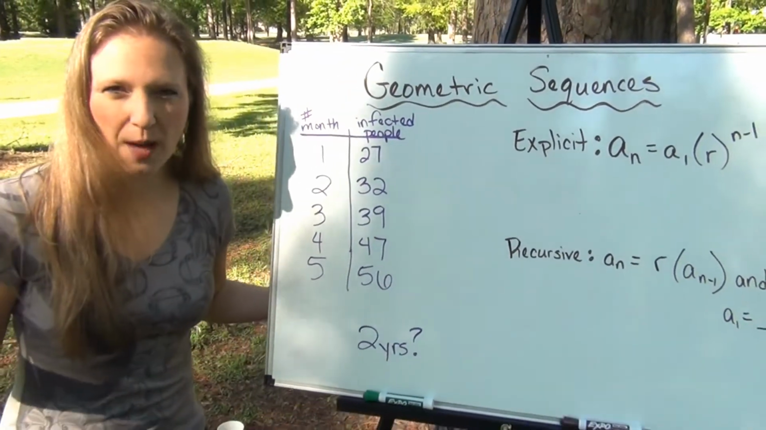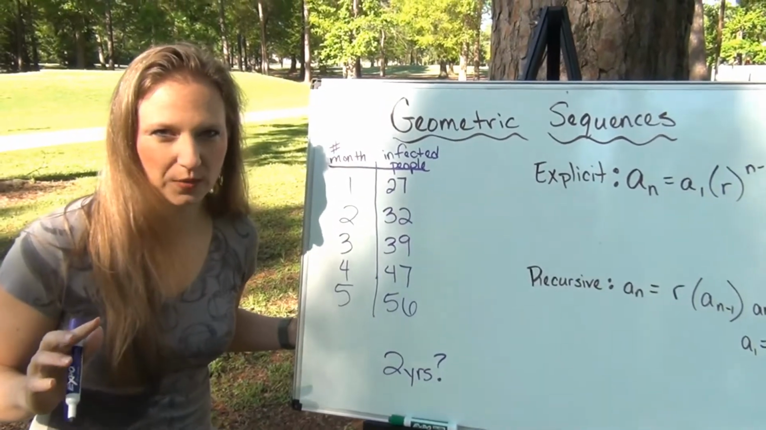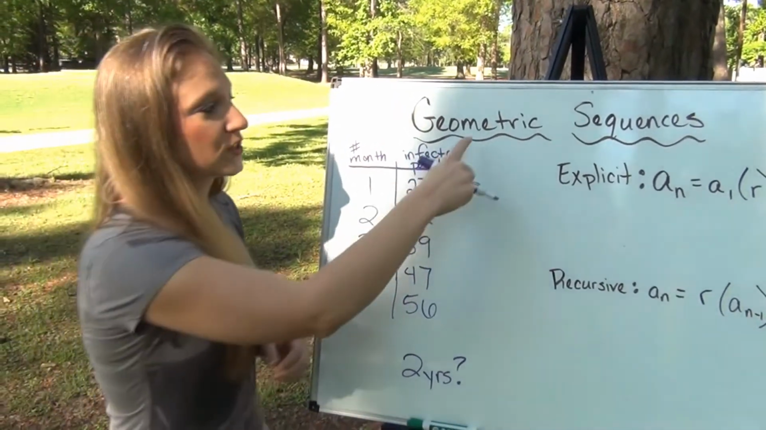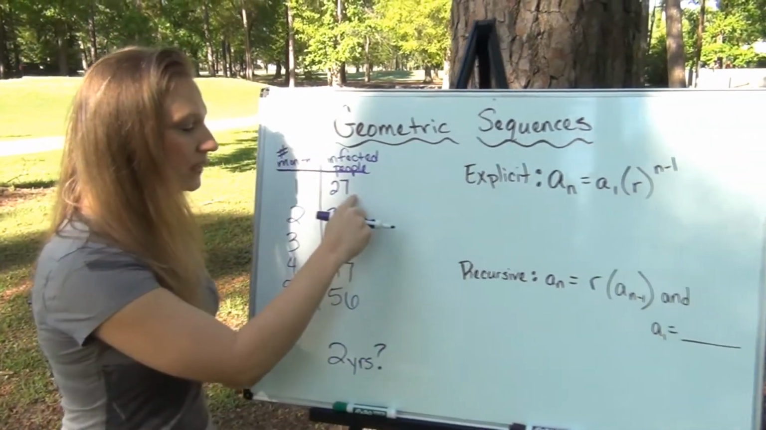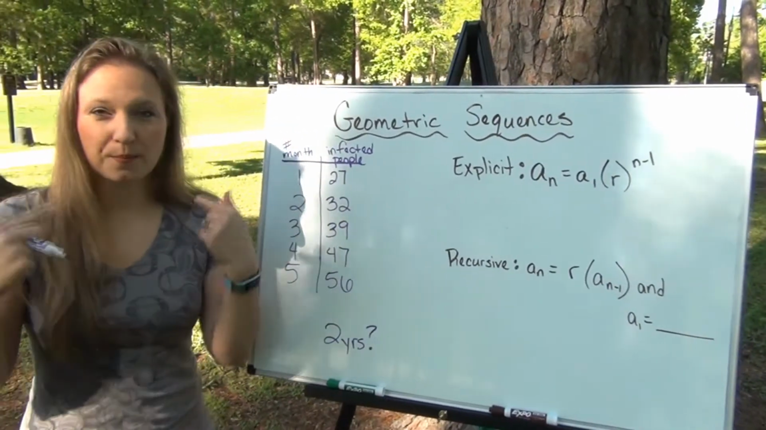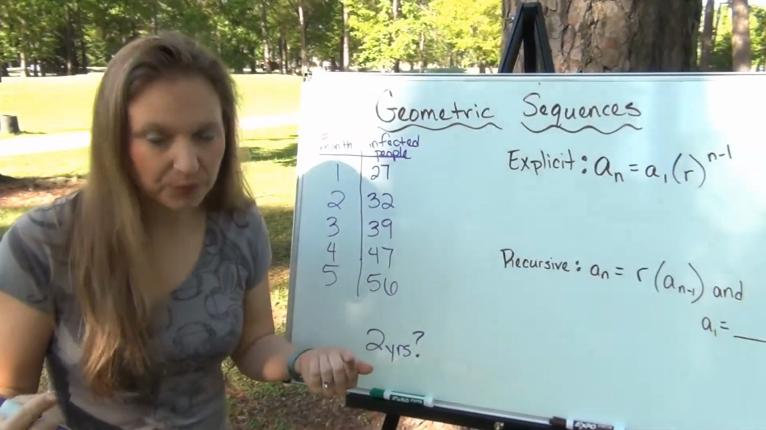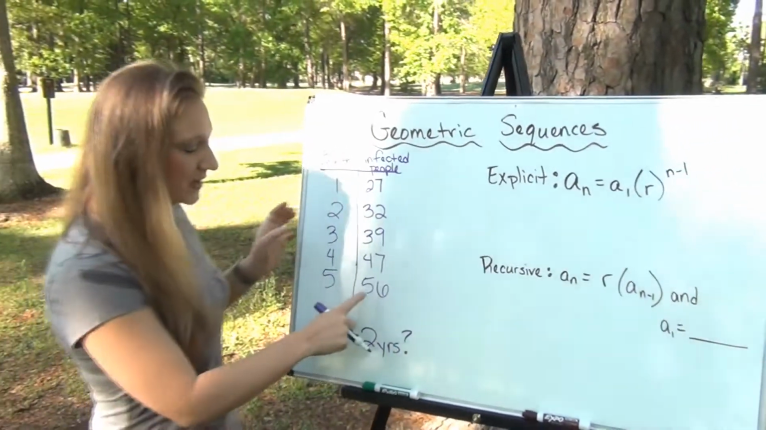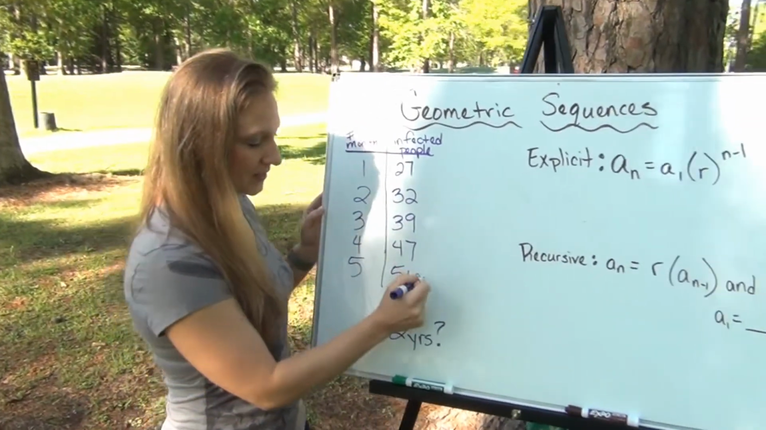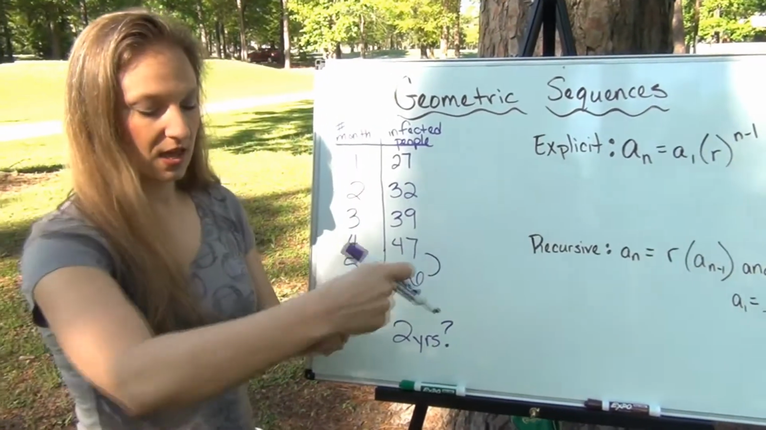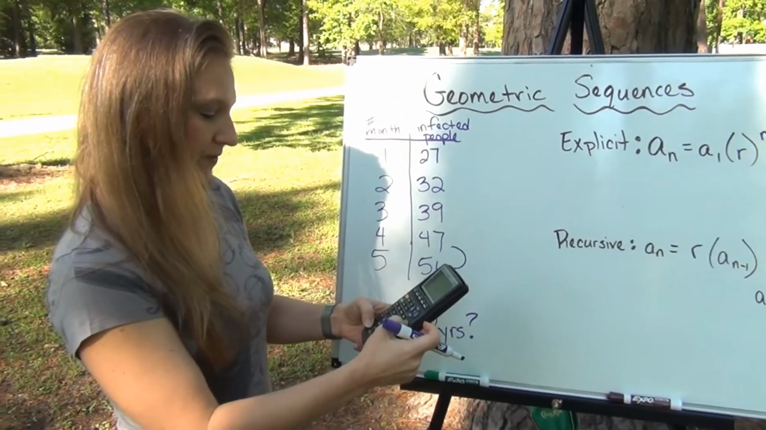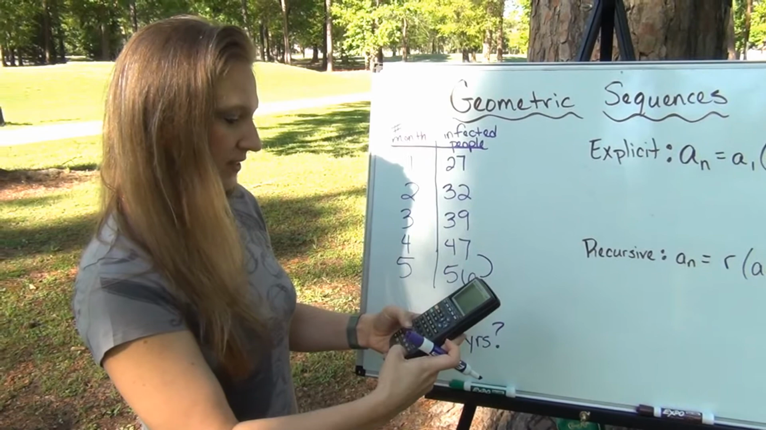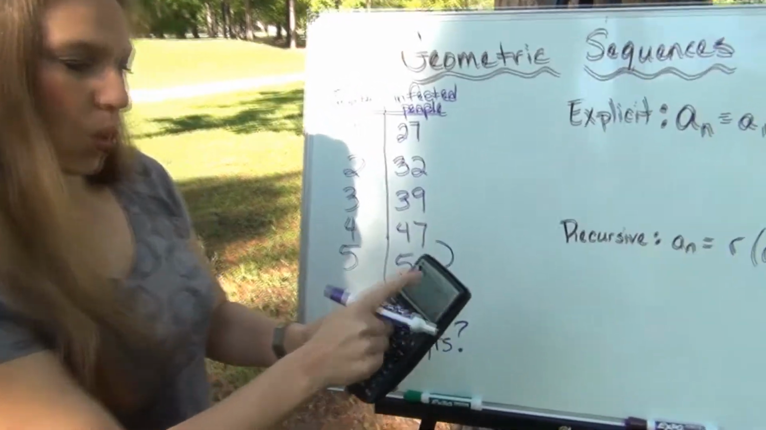It's definitely going up, but what is the pattern by which it's going up? So in order for it to be a geometric sequence, it would need to be multiplying by a constant ratio in order to prove that it is a geometric sequence. So if I take this number and divide it by this number, if I type it in my calculator, 56 divided by 47, I get 1.19.